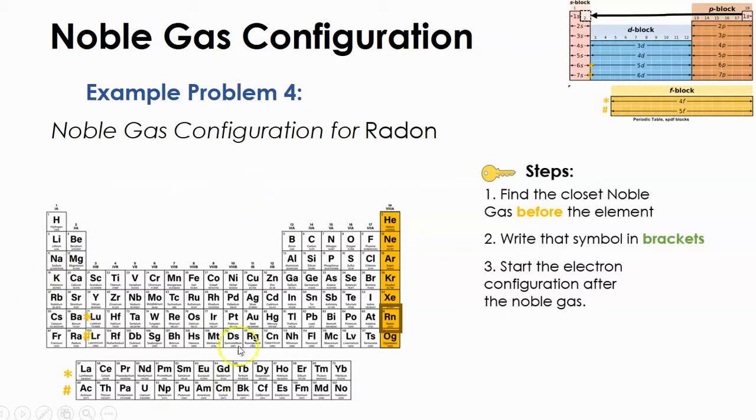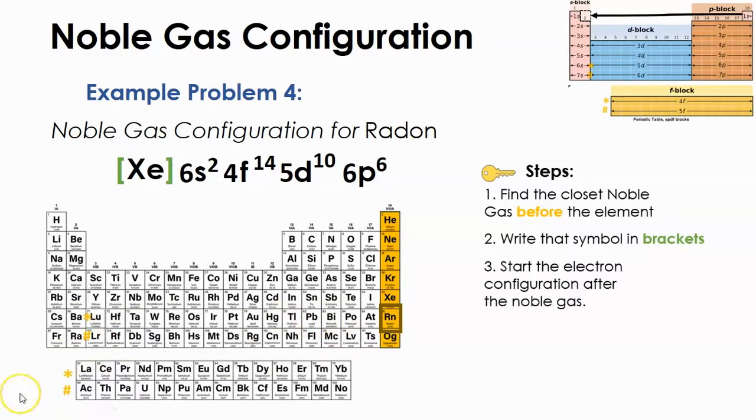The last example is for radon, which is a noble gas. So how do we write a noble gas configuration for something that is a noble gas? You still have to find the closest noble gas before the element. In this case, we're going to go backwards, and that's going to be xenon. And we start our electron configuration right over here. So 6s2, 4f14, come back over here, 5d10, into the p block, 6p6 is the full electron configuration for radon.